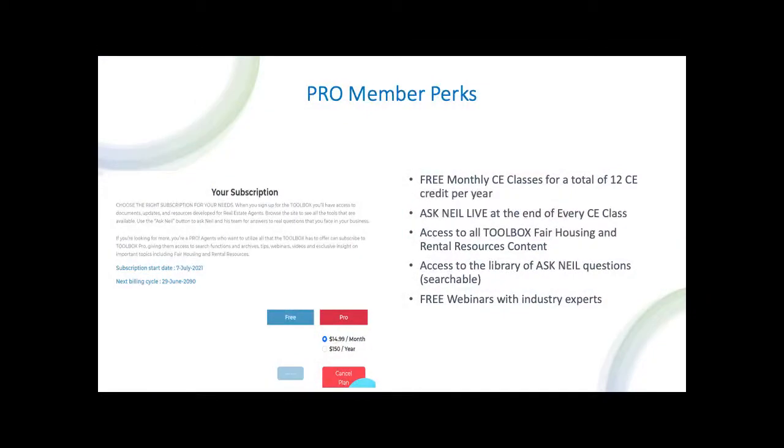If I haven't already convinced you to join the Toolbox as a pro member, let me give you a little bit more. You can join at a monthly rate of $14.99 a month or a discounted annual rate of $150. With that, you'll receive free monthly CE classes for a total of 12 CE credits per year. That's right, I said free CE classes.